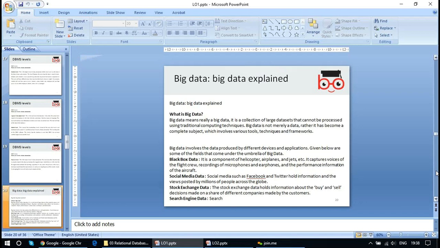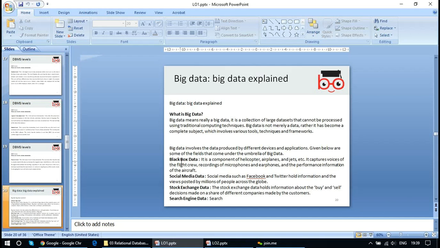Now, big data. This is a sequential introduction to the databases. So big data is basically really big data. Big data is a collection of large data sets that cannot be processed using traditional computing techniques. Big data is not merely data, rather it becomes a complete subject, which involves various tools, techniques, and frameworks.